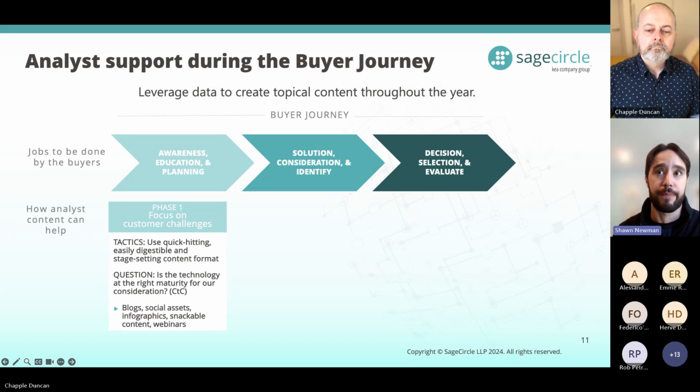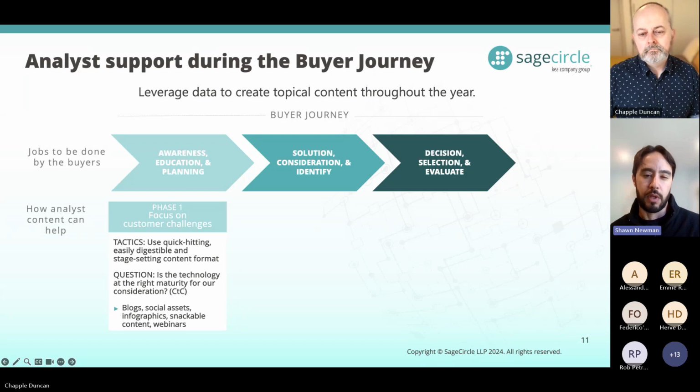I'll talk about do's and don'ts later as well, but preferably it's content that doesn't require a form or something that's going to stop them from being able to consume your content right away. So it's blogs, social assets, infographics that you're sharing. Sometimes it can be webinars, but videos are really, really helpful at this stage.